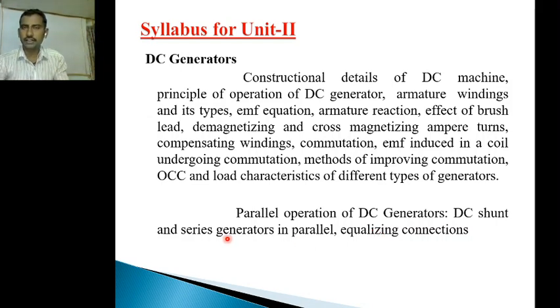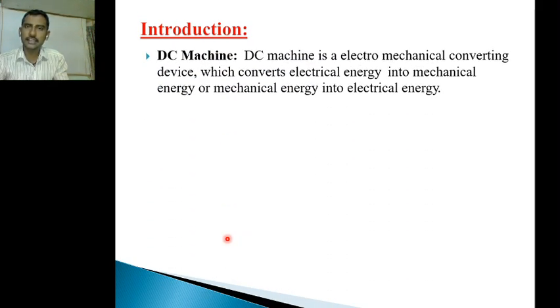Before going to our discussion, first we have to go for the introduction. What is the introduction of the DC generator? First we start our discussion with the DC machine. So what is a DC machine? A DC machine is an electromechanical converting device that converts either electrical energy into mechanical energy or mechanical energy into electrical energy. If we convert electrical energy into mechanical energy, that is called a DC motor. And if we convert mechanical energy into electrical energy, that is called a generator.